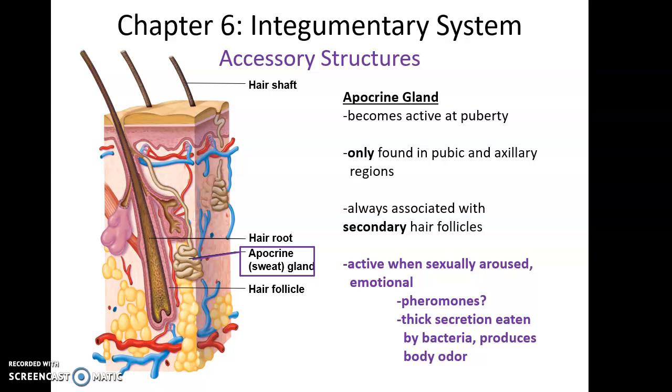Weird. So why do we have these glands? Well, it's thought that because they can become active when we're sexually aroused, perhaps they are helping to produce or distribute things like sex pheromones. Now, we've never actually found any human pheromones, but there is evidence to suggest they exist. So apocrine glands might be associated with that.